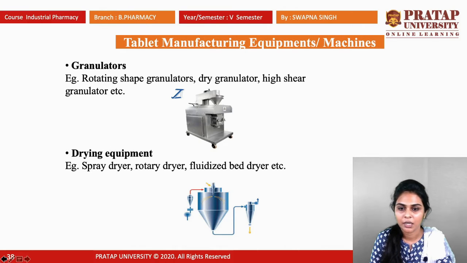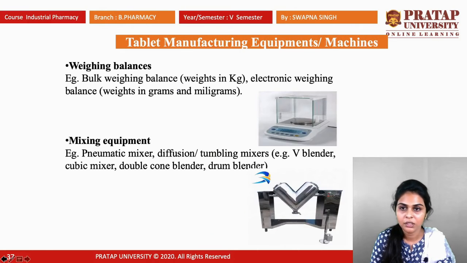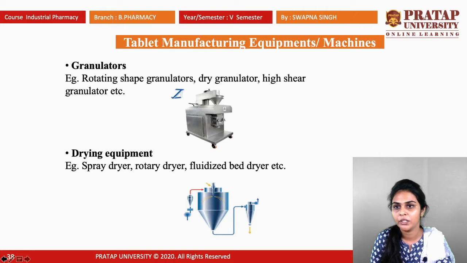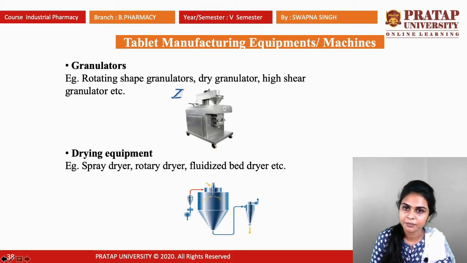Next is the granulator. After mixing, we need to form granules, so granulators are available for that step. There are different types of granulator. The first ones are the rotating shape granulator, dry granulator and high shear granulator. And this is the diagram of a dry granulator.